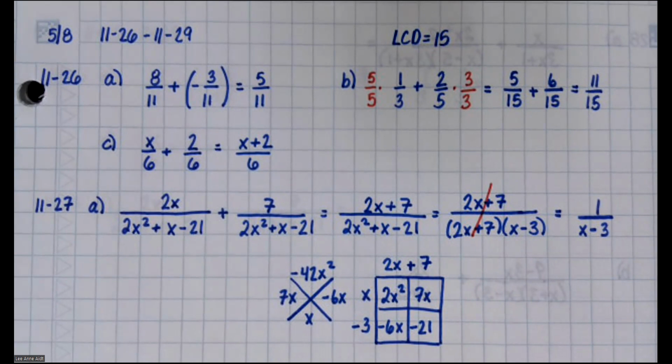Notice I didn't say anything about excluded values. We are going to do excluded values in number 29. We're not going to do them in 26 and 27 and 28. So don't need to do that. But just a reminder, you would look here, not here for your excluded values. So this would be negative 7 over 2, and this would be positive 3.